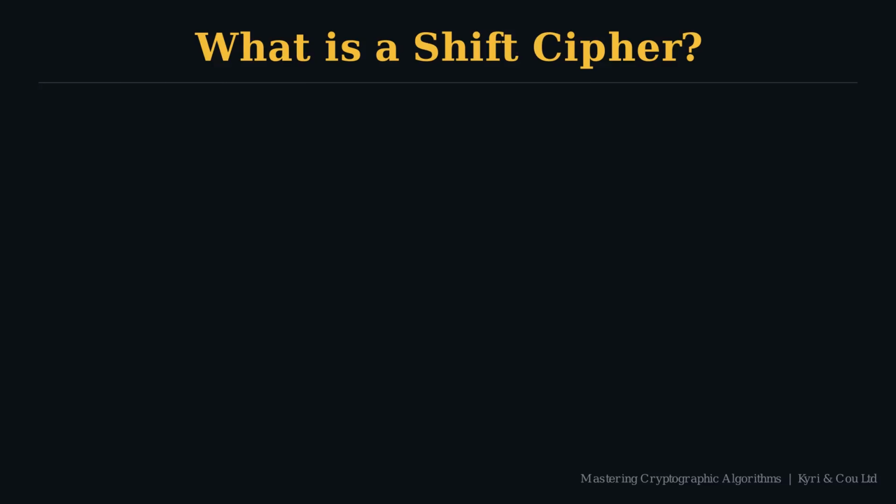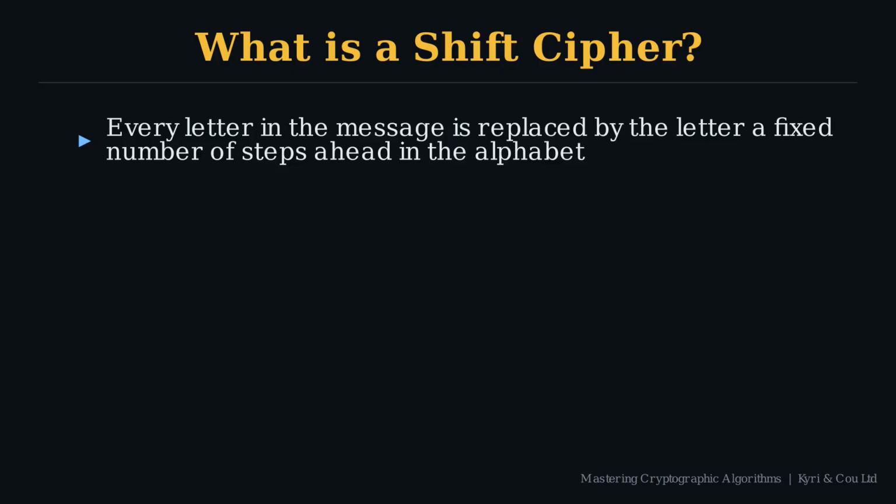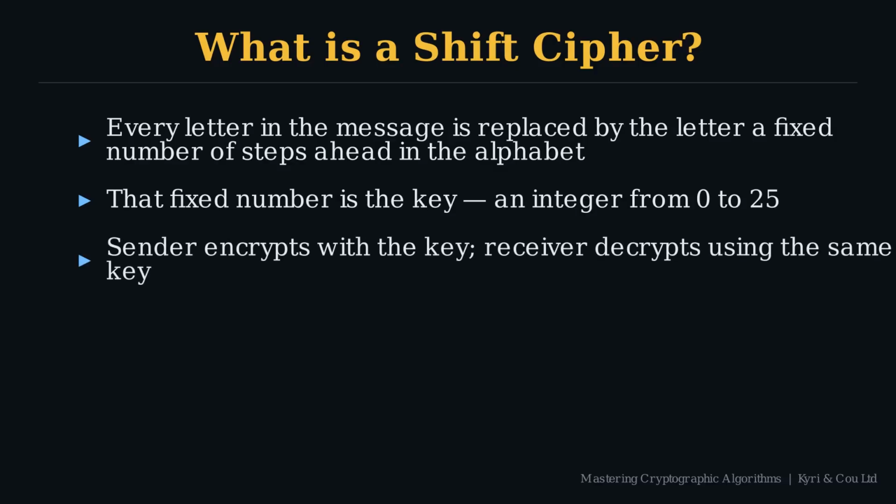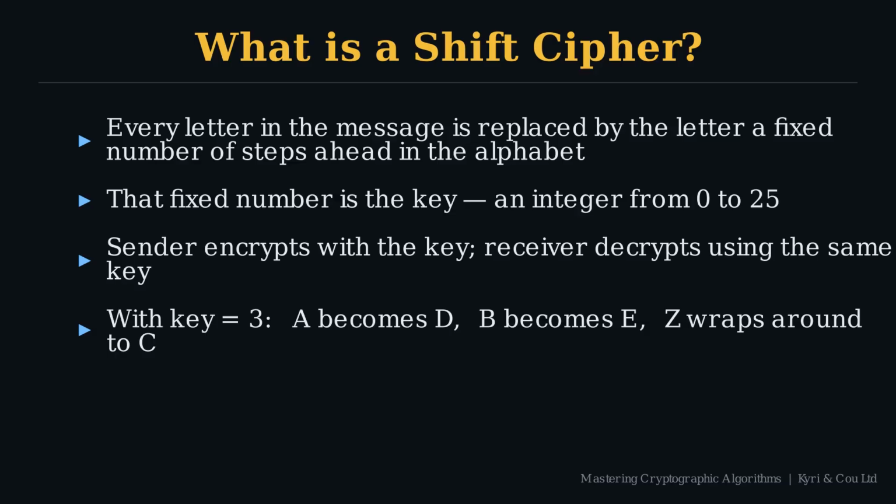So what exactly is a shift cipher? In a shift cipher, each letter in the message is replaced by the letter a fixed number of positions ahead in the alphabet. That fixed number is the key, an integer from 0 to 25. The sender uses the key to encrypt, and the receiver uses the same key to reverse the shift and recover the original message. For example, with a key of 3, A becomes D, B becomes E, and Z wraps all the way around to C.